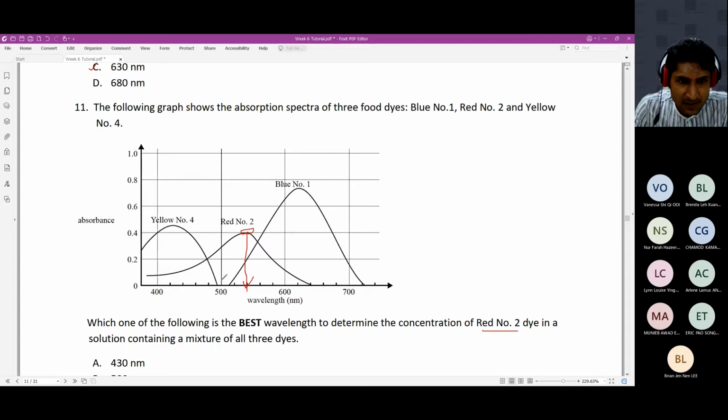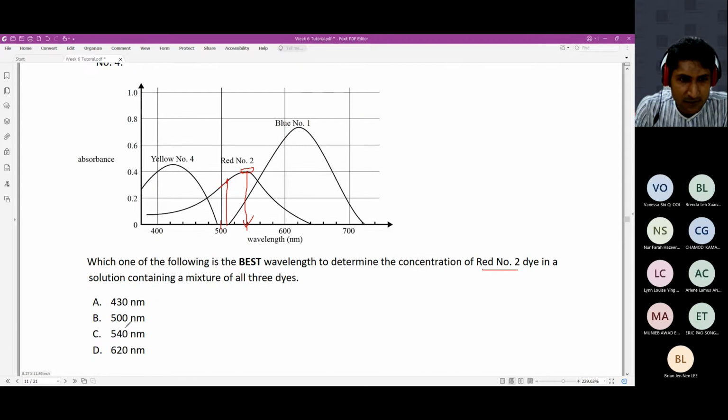But if I take around 500, like here, or let's say 505, there is nothing else. None other are being absorbed at this light. So it's only red number 2. So 500 or 504, 505 can be used as well. I mean, it should be used to detect this.